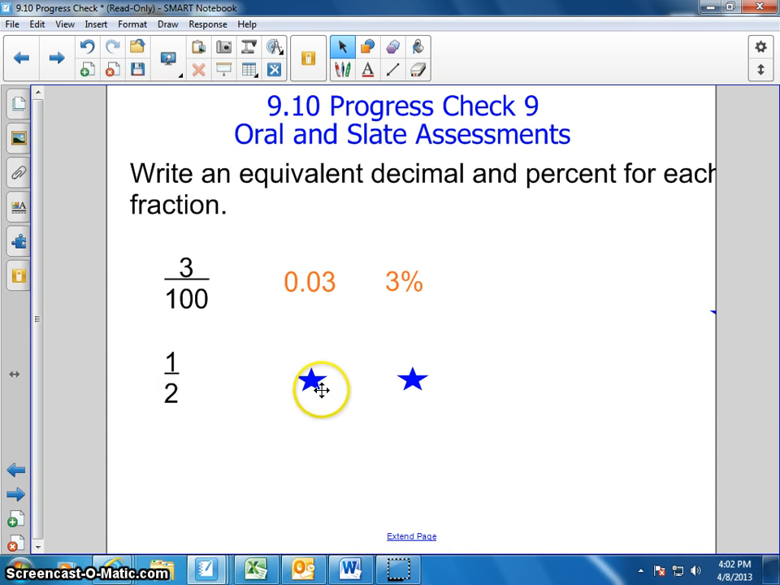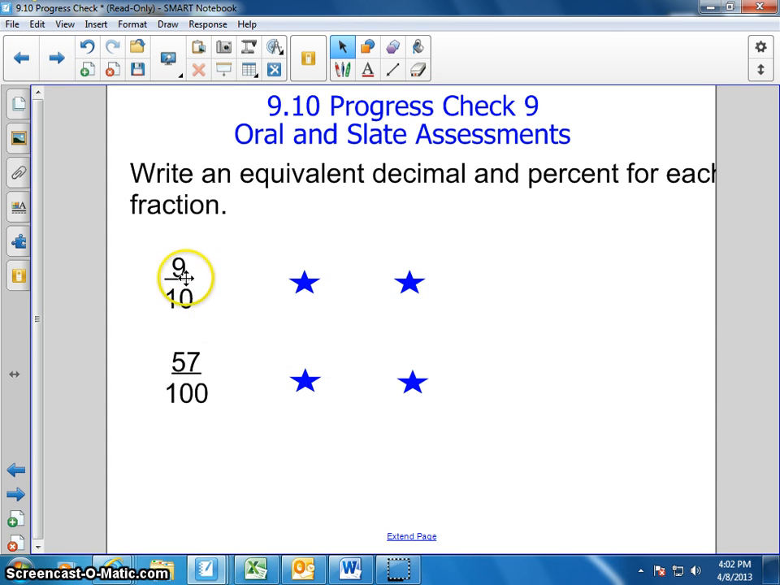And 1/2, that's one we've worked with a lot, pretty easy. 50/100ths, or 5/10ths, and then 50%. And there it goes. Here we have 9 out of 10, so that would be 9/10ths, decimal-wise, and 90%. Remember, because it's not 9 over 100, it's 9 out of 10, so that would be 90%.